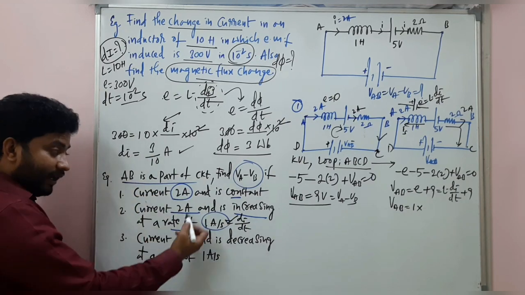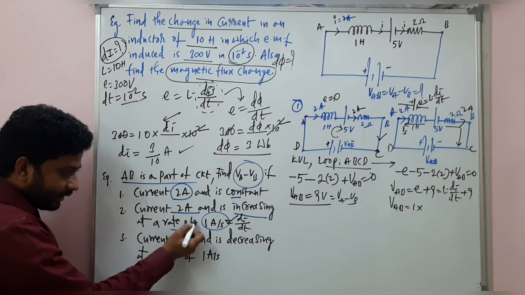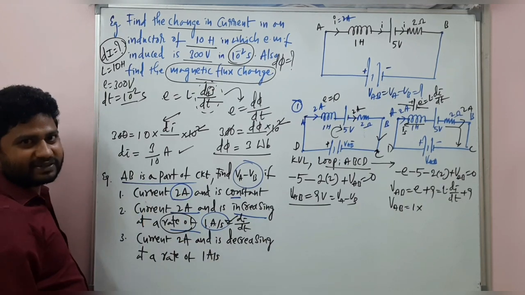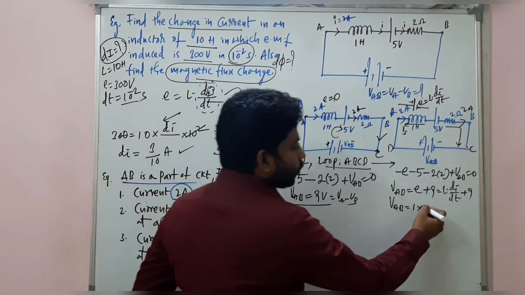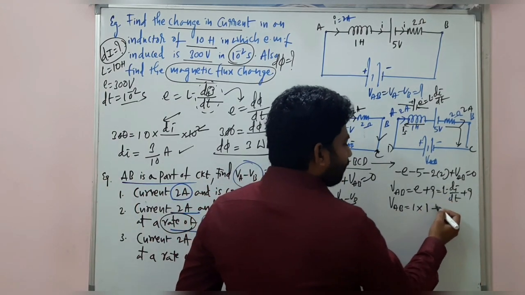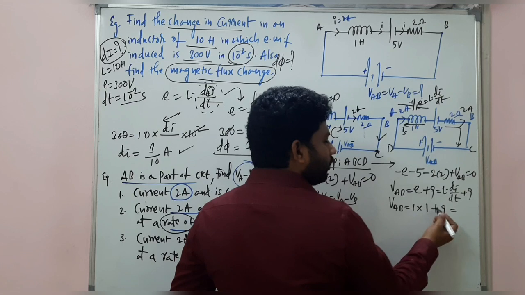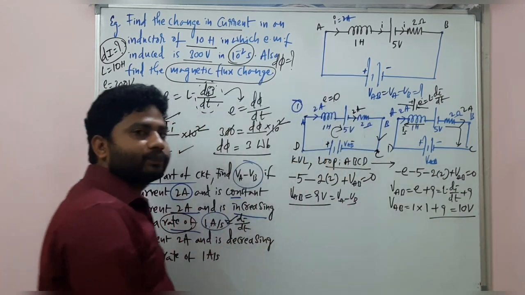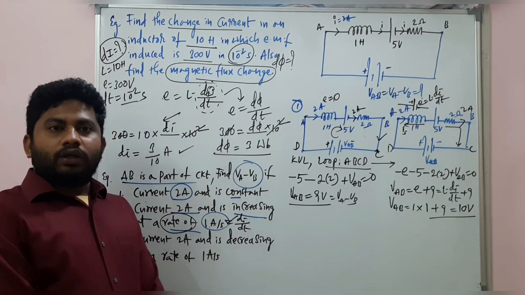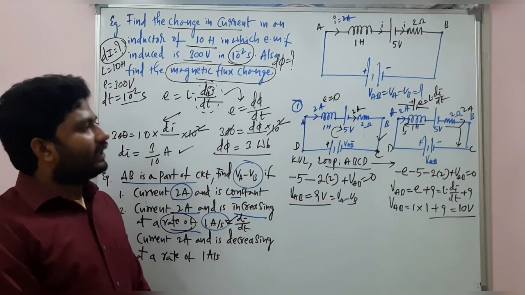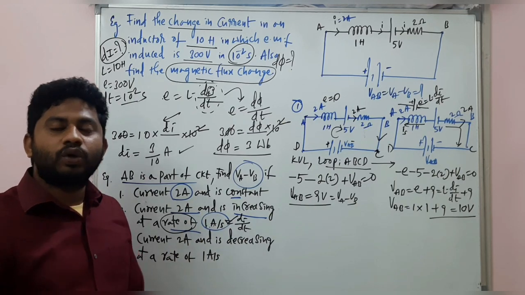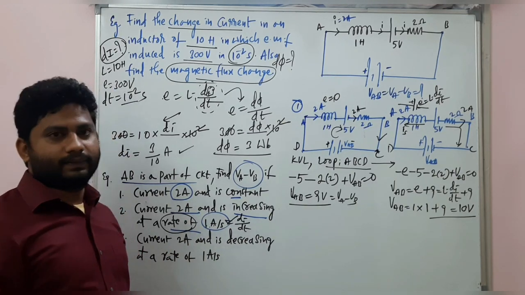Right? See here. Current is increasing at a rate of, means rate of change of current is given 1 ampere per second. So this value is 1. So this is 1 plus 9. So 1 into 1 plus 9 is 10 volt, my dear students. Alright. Clear? So if you really understand this, the next classwork question which I am going to give you, you will understand it very well.